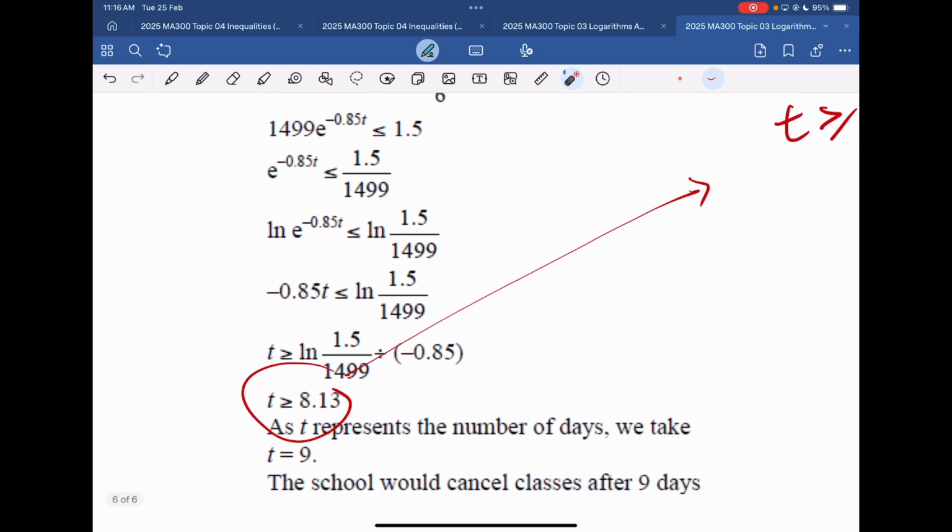If you get 8.13, then you realize, right, I put 9 days. Why? Because if at 8 days, the days start clocking, I start my time, at the 8th day, have I reached 40%? Haven't. So at the 9th day, I'll reach 40%.